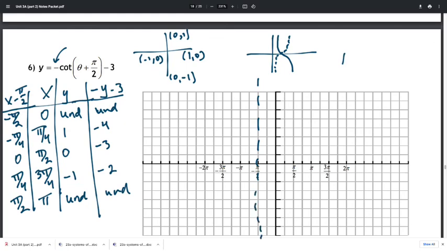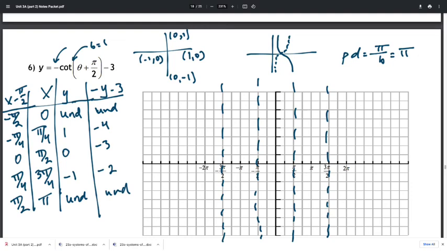So normally we have an asymptote at every pi units because that's your period. So here my period, I do pi divided by b, which is still just pi, because in this case your b value is just 1. So I'll have one at every pi unit, so I should have another one at pi over 2, another one at 3 pi over 2, over here, another one at negative 3 pi over 2.